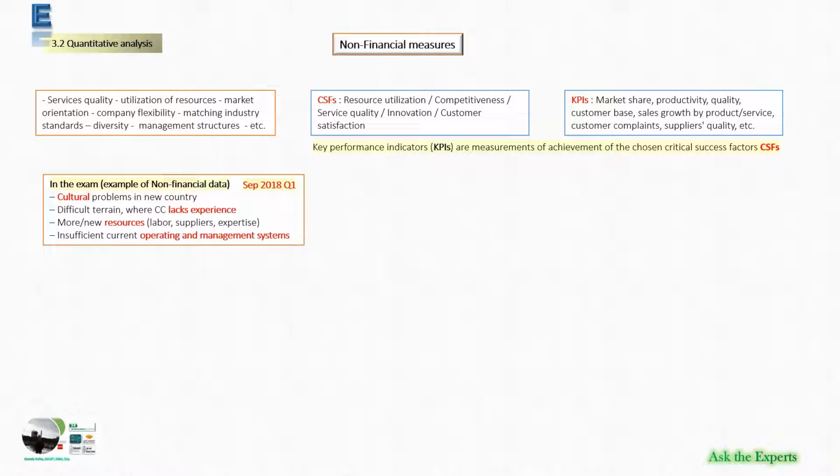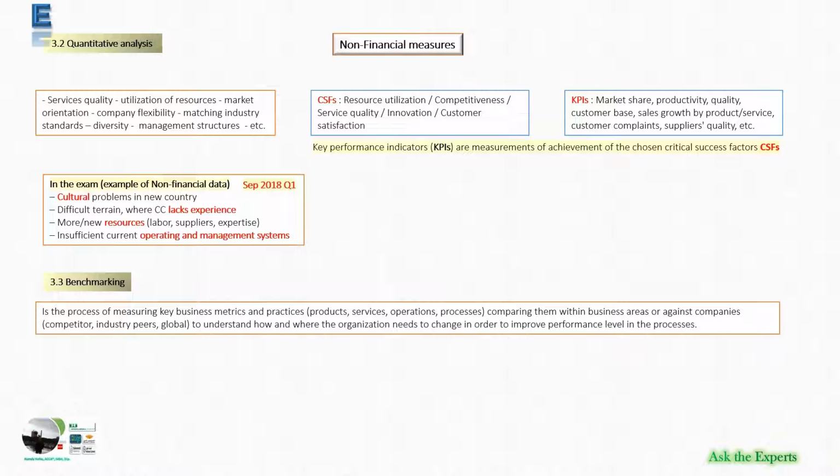Benchmarking has a strategic role in the performance analysis techniques. It is a process of measuring key business metrics and practices, for example, products, services, or operations, by comparing them within business areas or against companies, for example, competitors, industry peers or global. That's to understand how and where the organization needs to change in order to improve the performance level in the processes.